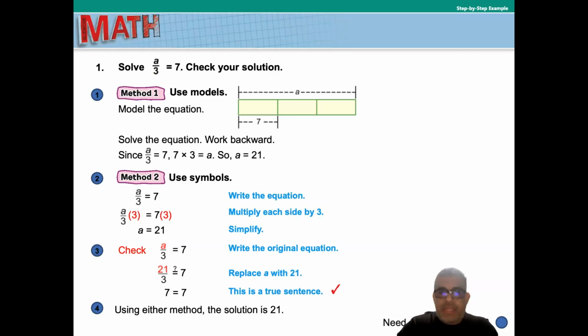21 divided by 3 is 7. And this is how you check it. You substitute the solution into the variable. Remember, the question mark is finding that balance, and then we get it. We get that 21 broken up into 3 groups is 7 items in each group. And this is how you get the answer of 21. So I'm providing 2 different methods.